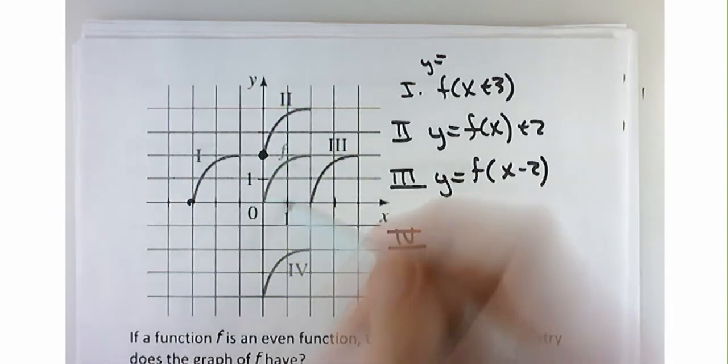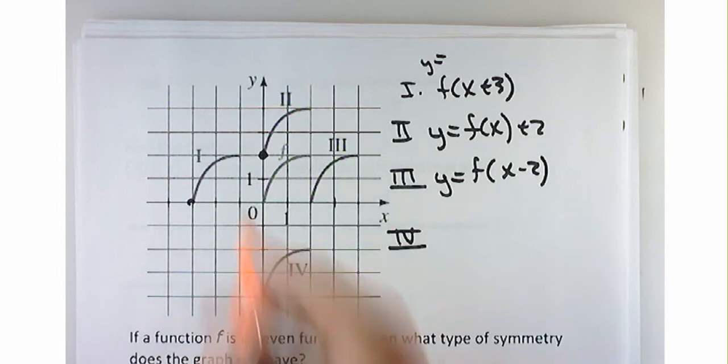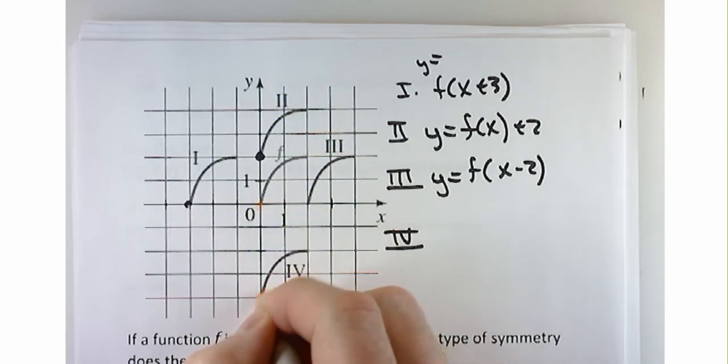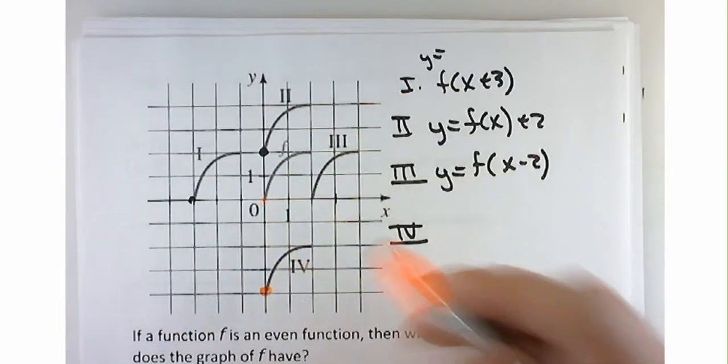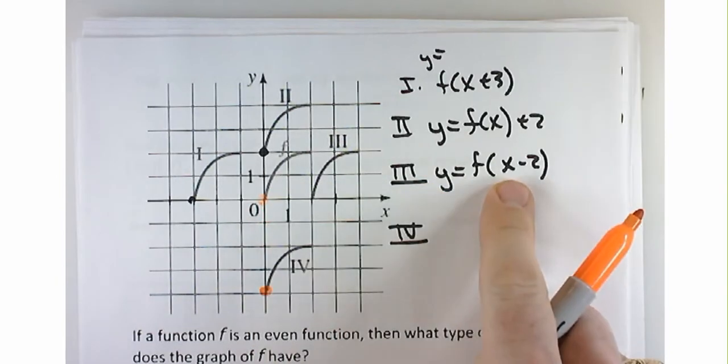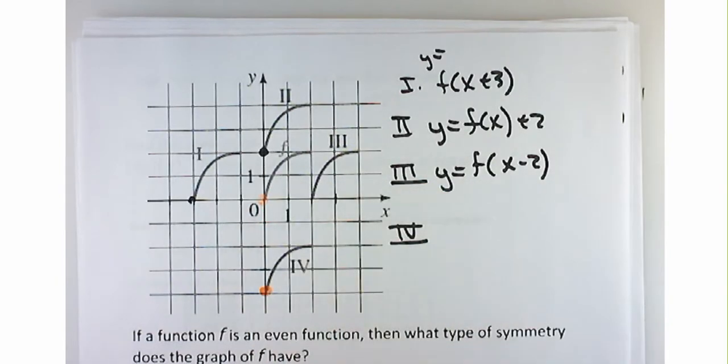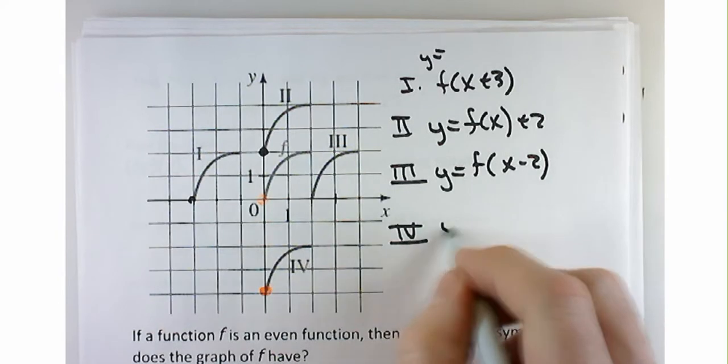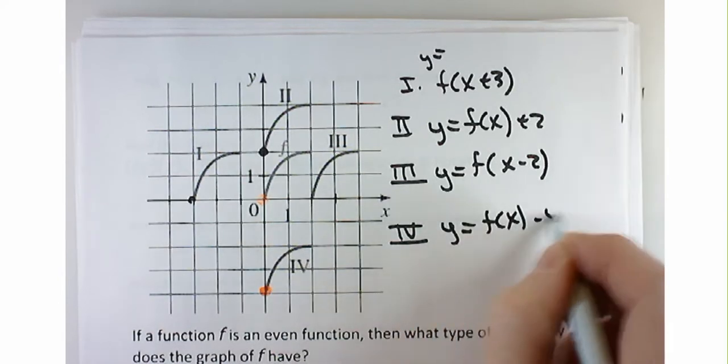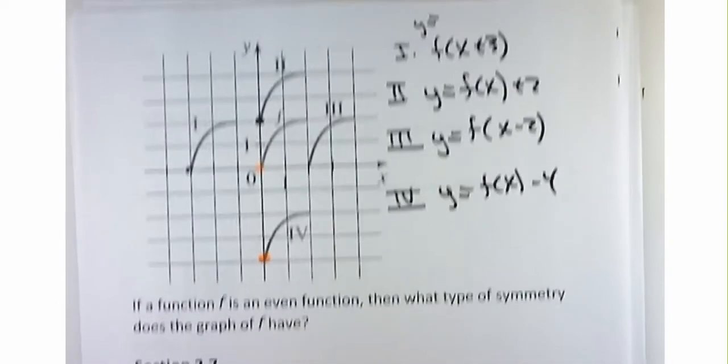And the last one, this graph has been shifted down by 4. 1, 2, 3, 4. That's a vertical shift. Vertical shifts take place outside the parentheses. So this last one would be y equals f of x minus 4. Yay.